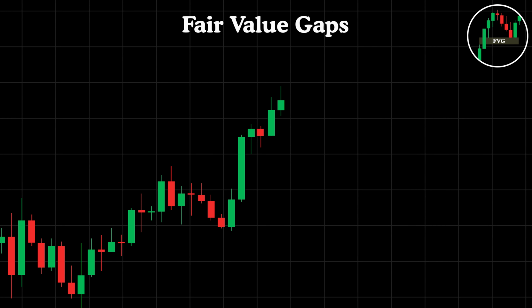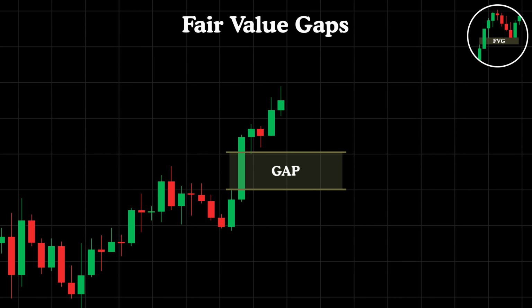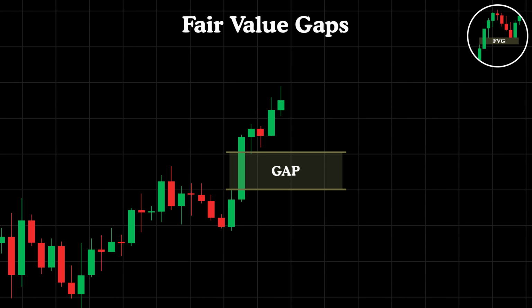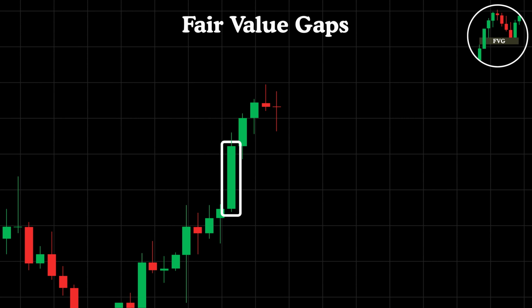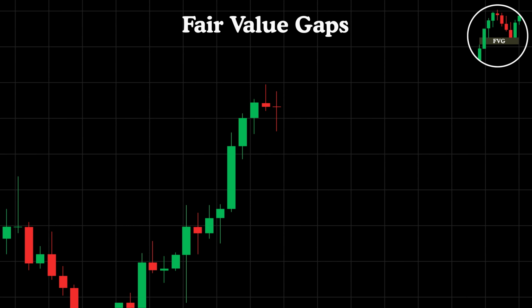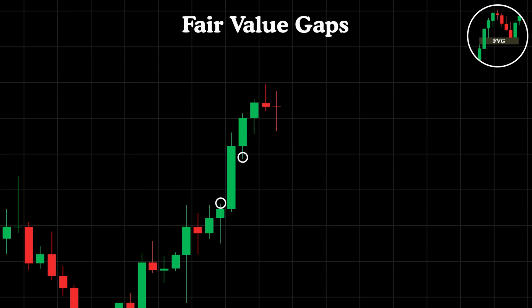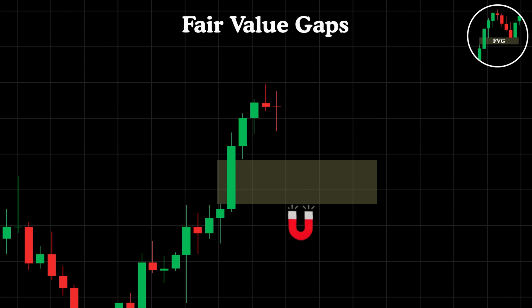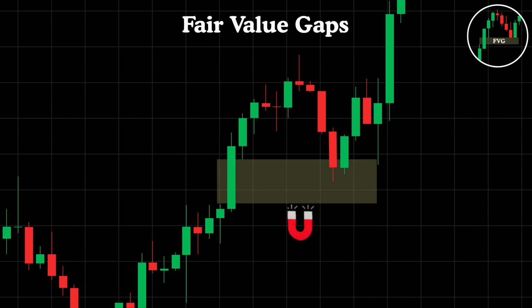Fair value gaps appear when a candle creates a noticeable gap, usually caused by an imbalance between buyers and sellers. To locate a fair value gap, begin by identifying a candle with a strong body. Then, mark a rectangle between the wick of the candle before and the wick of the candle after. This highlights the gap area. This zone acts as a potential magnet for price, where the market may return before continuing in its original direction.